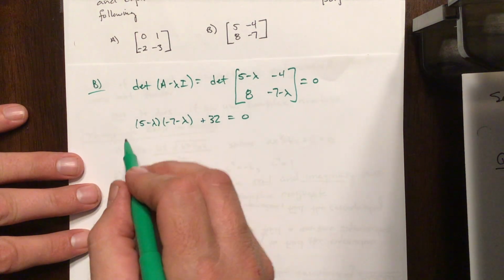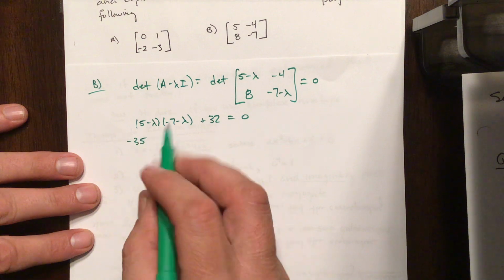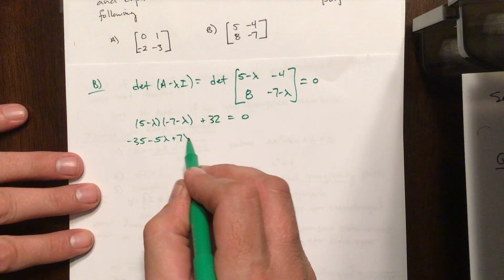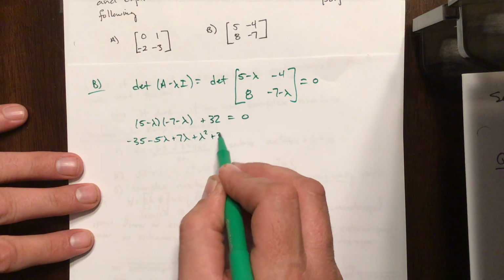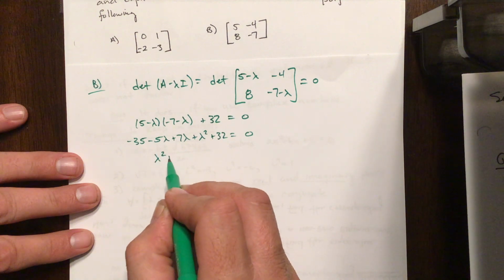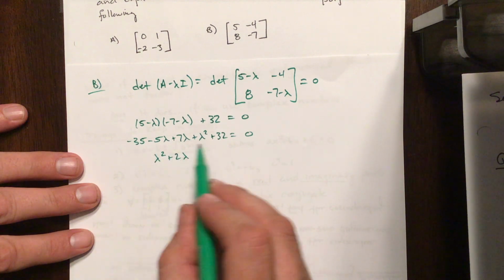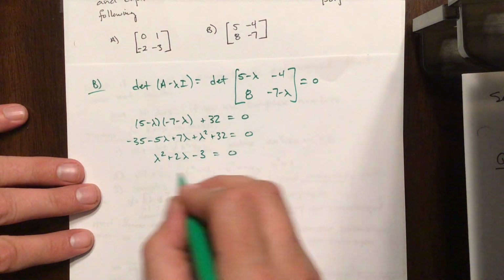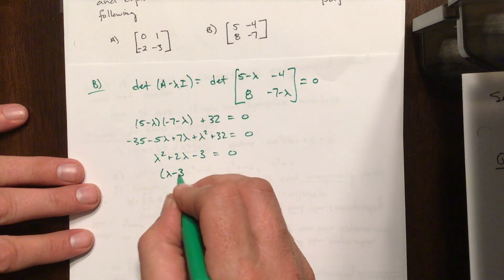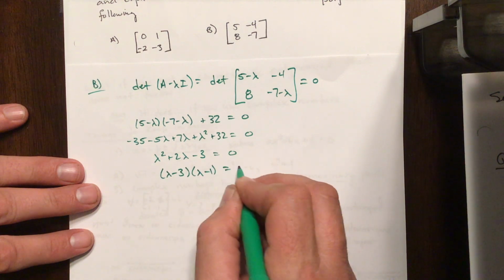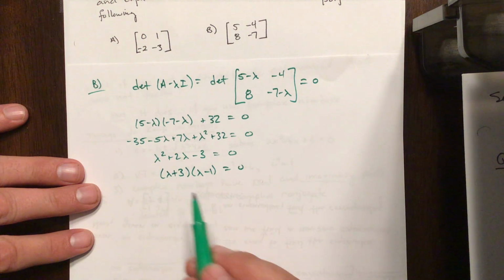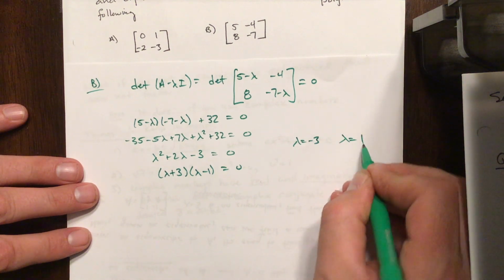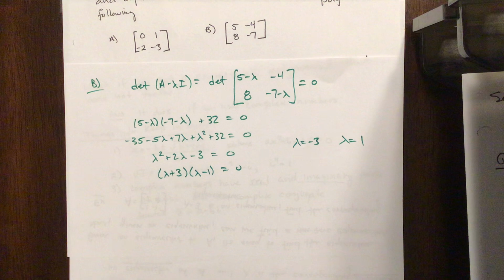Let's FOIL this thing here on the left. That's -35, then -5 lambda plus 7 lambda plus lambda squared, plus 32 is equal to 0. So you get lambda squared plus 2 lambda minus 35 plus 32, that's -3, equals 0. So we get (lambda minus 3)(lambda minus 1). I know one of them is positive, so which one is it? It's the bigger one. So lambda equals -3 and lambda equals 1 are my potential eigenvalues.